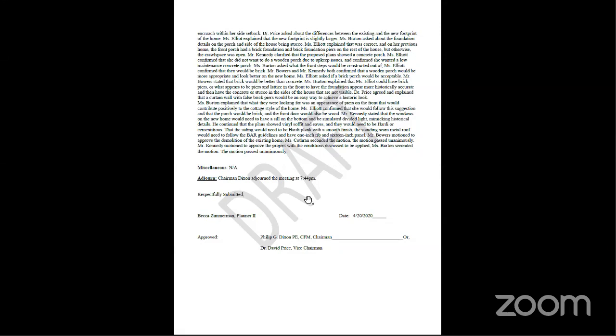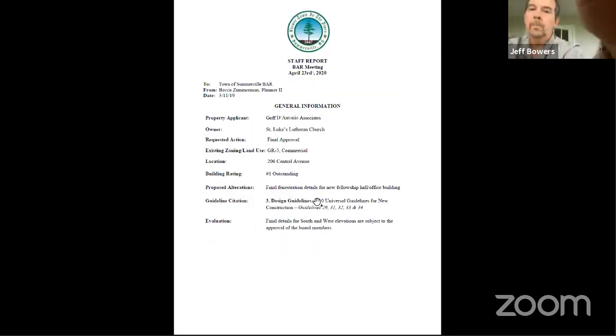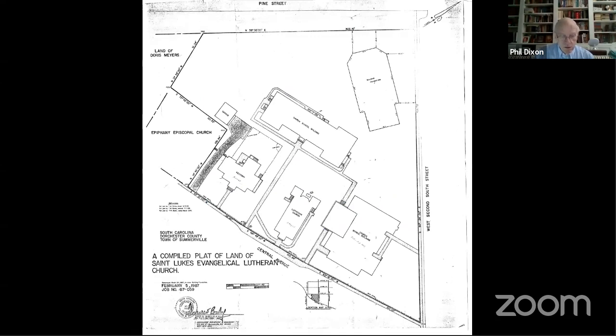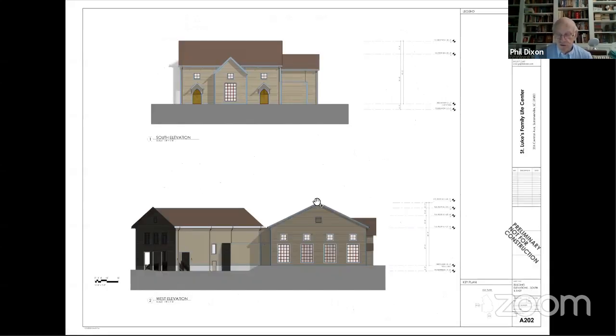Well, our first project for tonight is 206 Central Avenue. Final details for the new church building. Will the person presenting this project identify themselves and go ahead with their presentation? For board members, please remember to identify yourself as you ask questions.